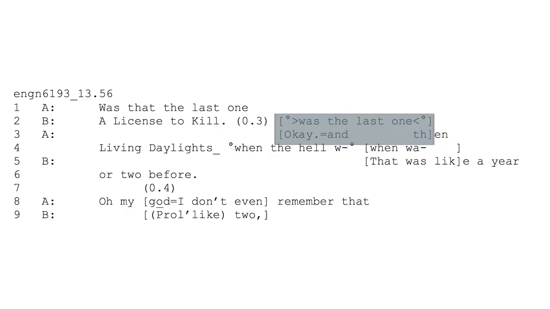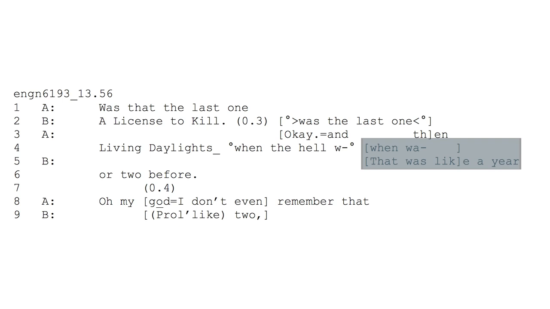This not only clarifies that A License to Kill was the last one, and thus that the question has been answered, but it also makes it extra clear that Ben's turn is complete, that the TCU has reached its completion point. By now, though, Adam has overlapped Ben's talk, starting his own turn, precisely because the TCU had already gotten to a possible completion point. We see a similar situation happening again in lines 6 to 9. Note that Ben's turn on line 5 is not a misprojection of the same kind, though.